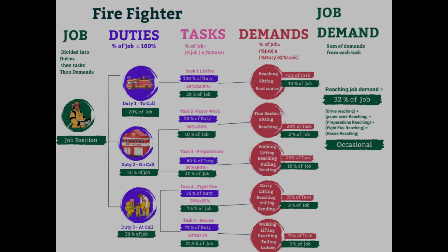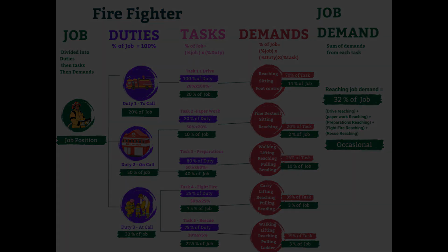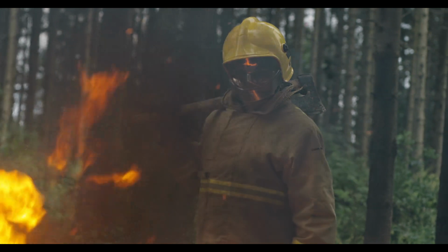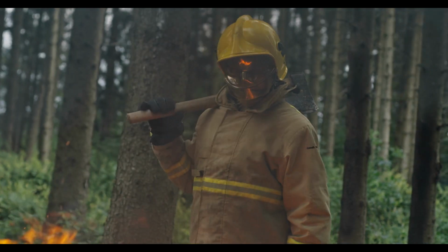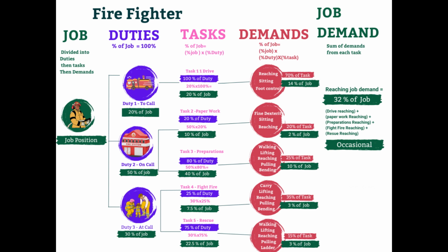Before we move on, let's take a short look at this graphic. This explains how Metriks breaks down a job. The example here is firefighter. We are going to divide the job into duties, then divide the duties into tasks. We then perform a task analysis to determine the physical demands. We use a percentage model for this process.